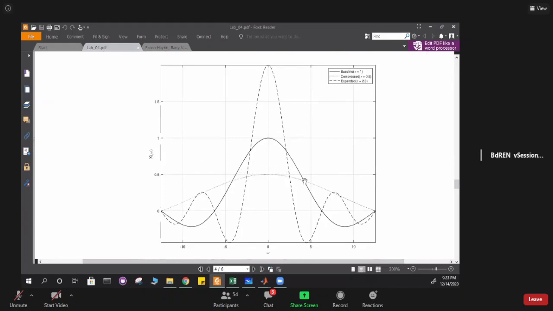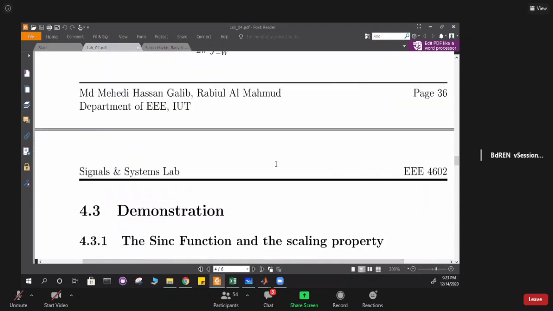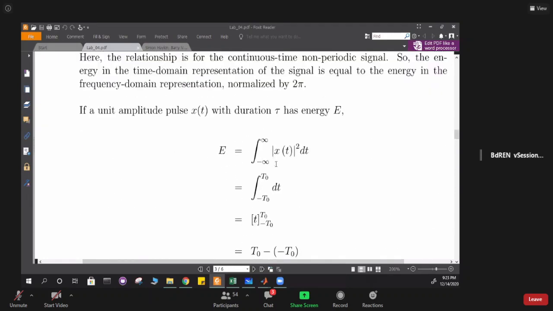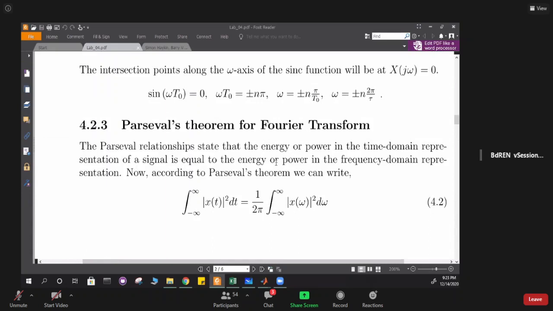Is there anything that you want to ask up to this? Okay, hopefully no. So then let's move to the next topic. We'll be discussing Parseval's theorem.